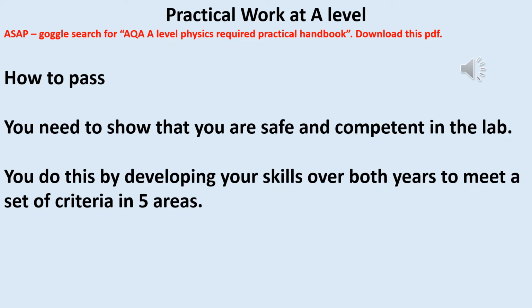But the idea is that at the end of the 2 years of this A-level physics course, we as teachers can sign a document to say that, yes, if you go into a lab in a university and you're given some work to do, you would be safe and you would be capable of getting valid results. So what you need to do is show how you develop your skills over the 2 years against a set of practical criteria, and these are in 5 areas.